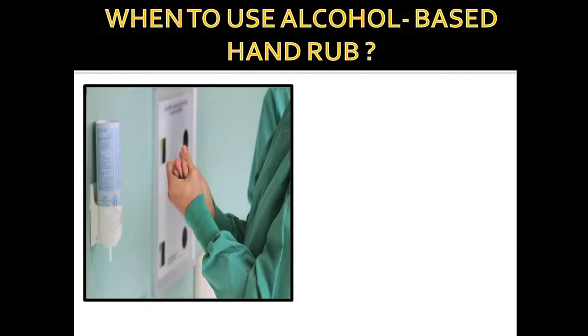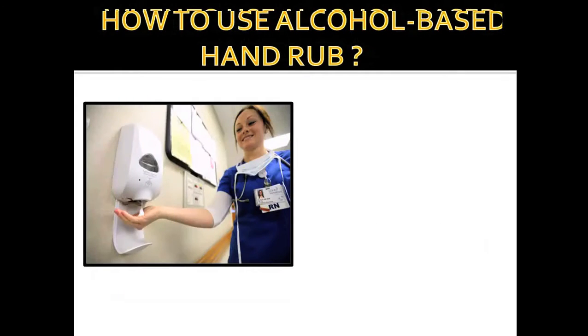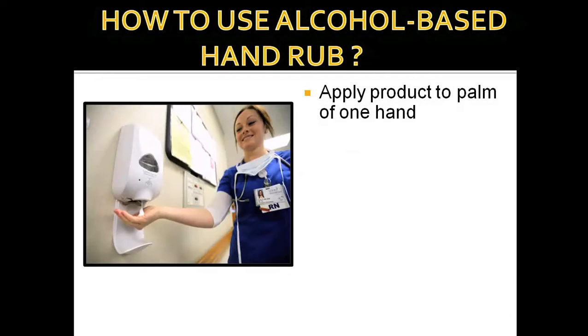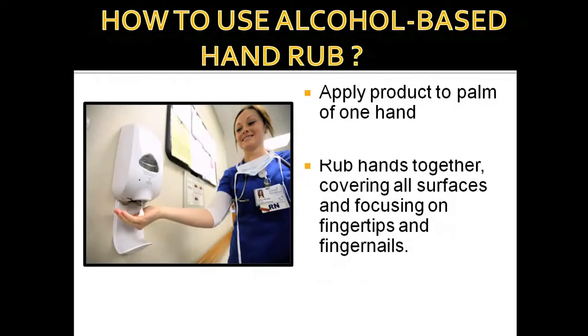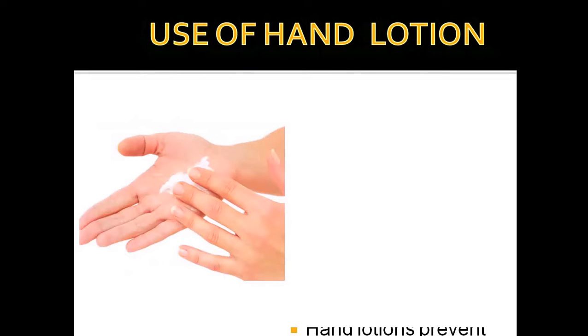When to use alcohol-based hand rub? When hands are not visibly soiled, when exposure to spore-forming pathogens is not suspected or proven, using an alcohol-based hand rub is preferred for routine hand antisepsis. How to use alcohol-based hand rub? Apply product to the palm of one hand, one pump or pull of the product. Rub hands together, covering all surfaces, focusing on fingertips and fingernails. Rub until dry.